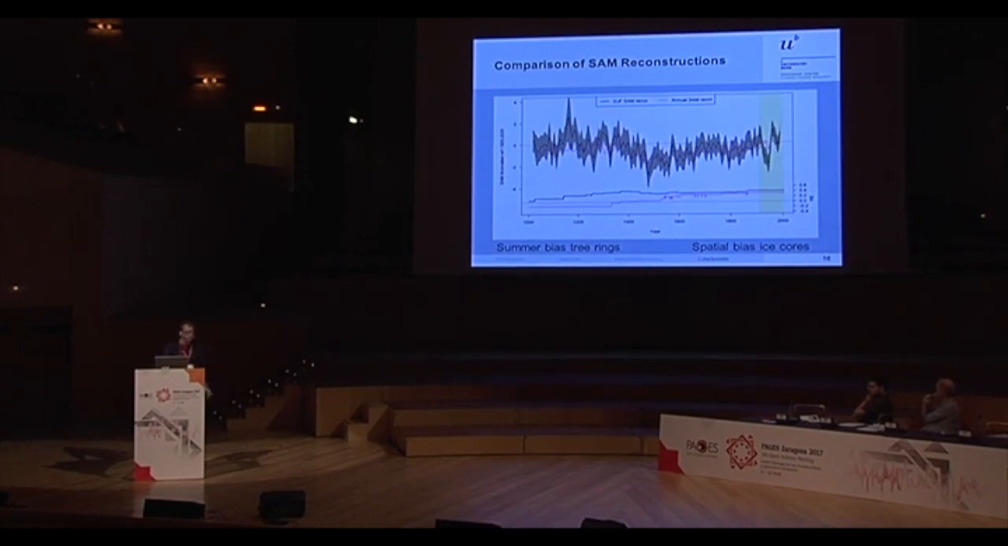Both reconstructions have in common that they have the lowest SAM values around, let's say, 1480, around 1500, and then after that show a positive trend. The skill over the whole time period is better for DJF, as seen in the lowest part where the reduction of error statistics is shown.